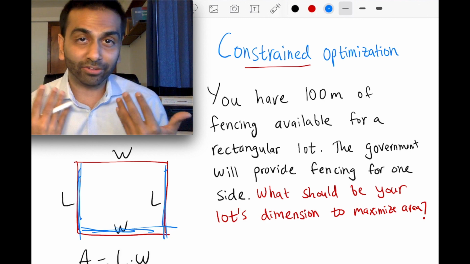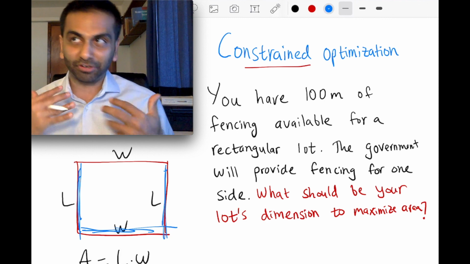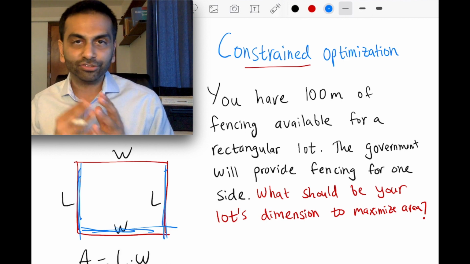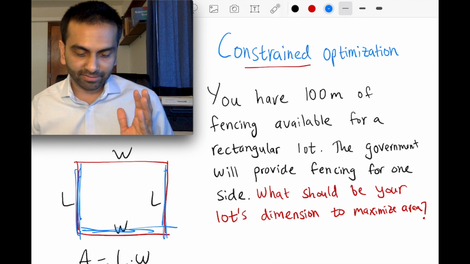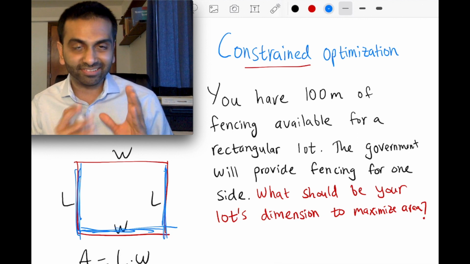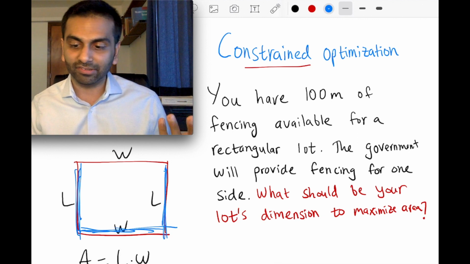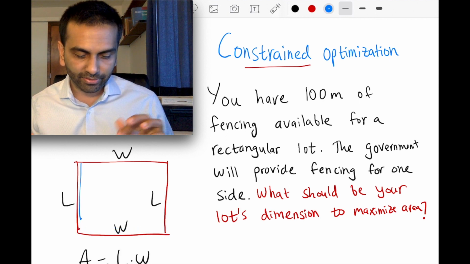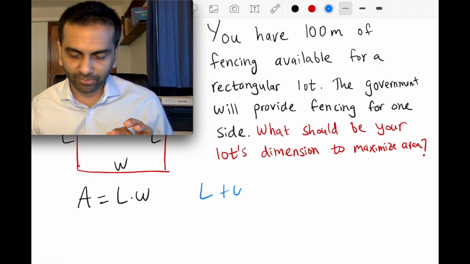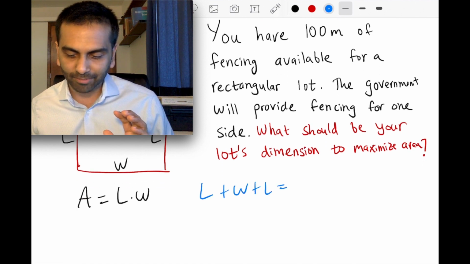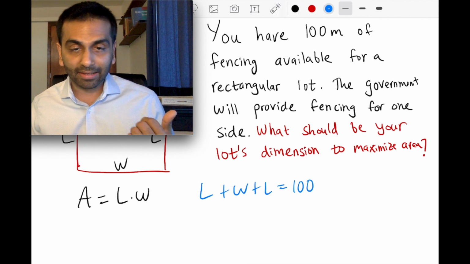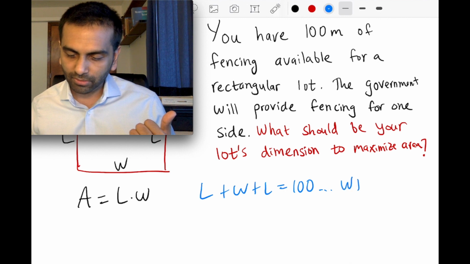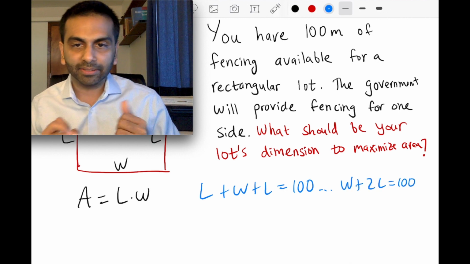So our constraint equation, again, it seems like you might need to know some sort of background knowledge from the world, but no, you just need to be able to translate English to math. And here, if these three side lengths, L plus W plus L, have to add up to 100 meters, all that's saying is literally L plus W plus L equals 100. So the constraint equation is literally length plus width plus length. Those three sides have to add up to 100, the three sides that we're going to pay for. And like terms, L and L simplify to 2L. So you can further say this is just W plus 2L is 100.